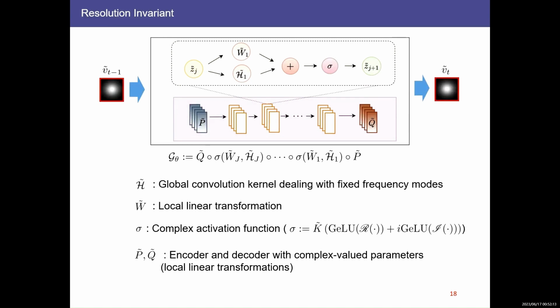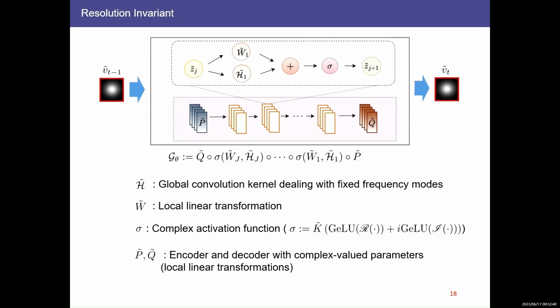Here, I would like to give some more empirical explanations. So let's review the architecture of NeurEPDiff. Firstly, the global convolution kernel H tilde deals with fixed frequency modes, as we truncate high frequencies, while the value approximates to 0. So the truncated information is actually less important.